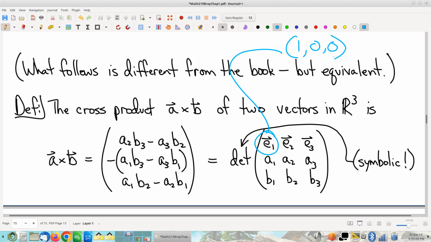E1 is this, and then E2 has the 1 in the second position, and E3 has the 1 in the third position. So it's just the IJK, right? It's just a better notation for IJK. Okay.